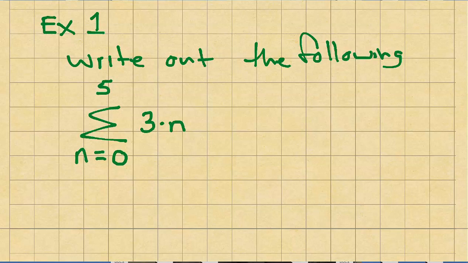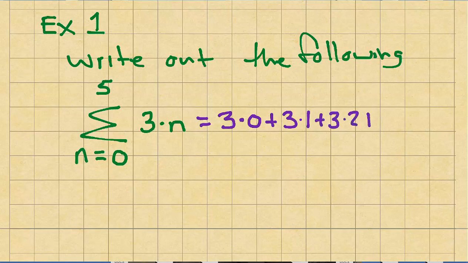If you understood what the notation was, that means this would be 3 times 0 plus 3 times 1 plus 3 times 2 plus 3 times 3 plus 3 times 4 plus 3 times 5. And right there, we're done with the problem. And then if you really needed to add that up, you could.